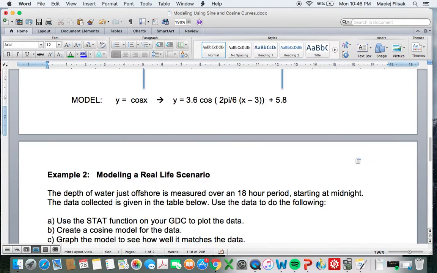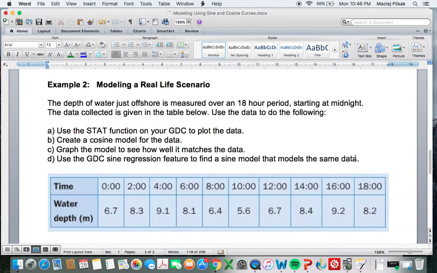Now let's apply this to a real life scenario. So the real life scenario is on the back. It says the depth of water just offshore is measured over an 18-hour period starting at midnight. The data collected is given in the table below. Use the data to do the following. Okay, so 18-hour period. Obviously, we know there's tides in the ocean, so the water level goes up and down. So that's what this is going to be showing, the water level going up and down.